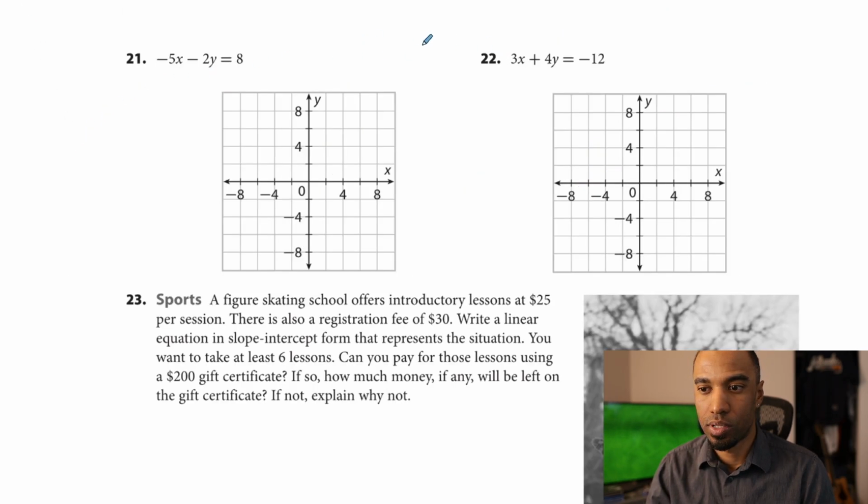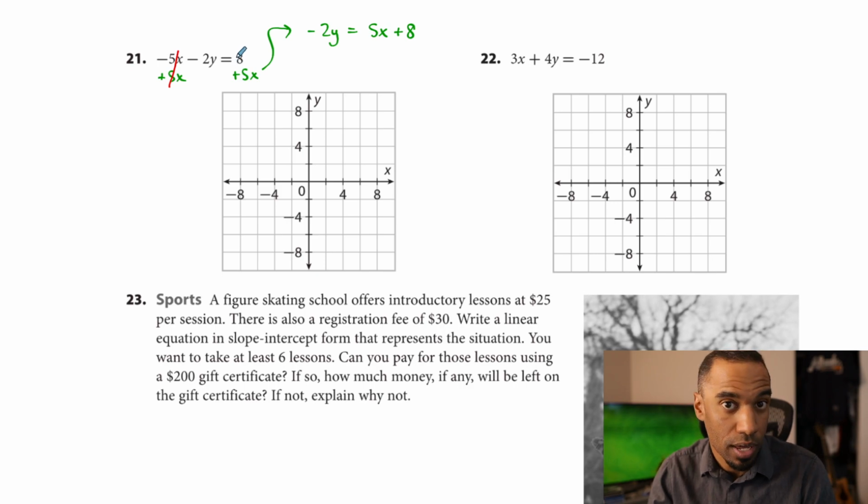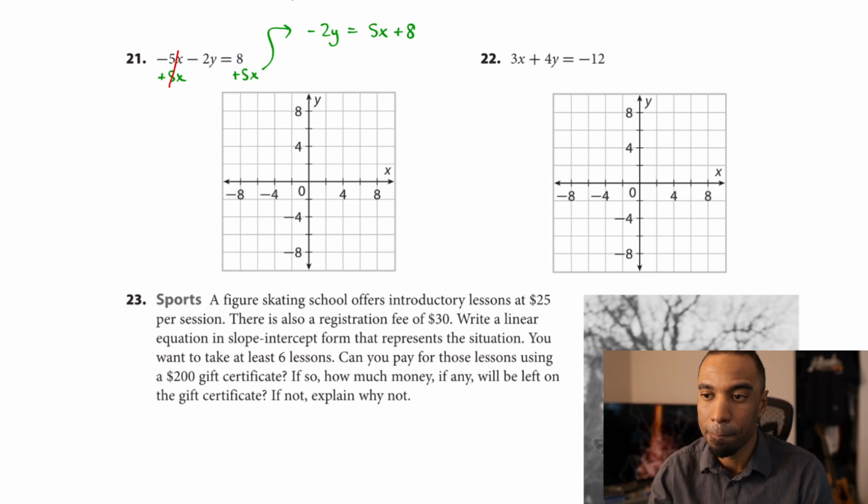Numbers 21 and 22, once again, we must get y by itself. And let's proceed. Add 5x to both sides here. And once again, that 2y that is negative must stay negative for now. So I'll have negative 2y equals positive 5x plus 8, as the 8 is positive. If there's no negative sign, it's positive. That means we'll be adding it.